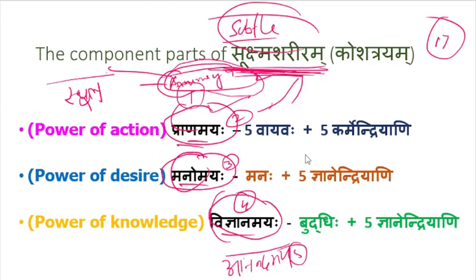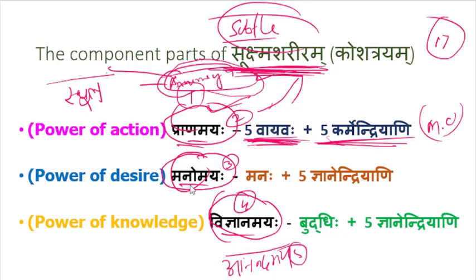The Pranamaya is made of the 5 pranas, the 5 vayus, meaning the main principal vayus: prana, apana, vyana, udana and samana, plus your karmendriyas, the motor organs. So in total, the 5 Karmendriyas and 5 vayus they call Pranamaya Kosha, the first part of Sukshma Shariram.